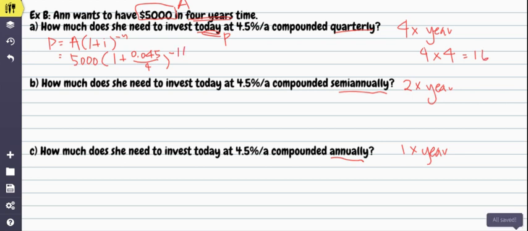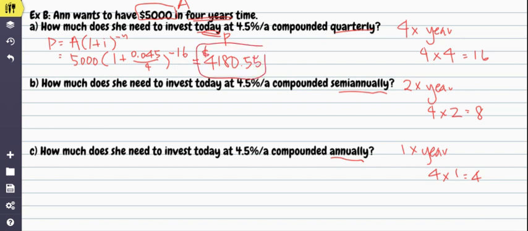So negative 16. For this one, it's going to be 4 years times 2 compounding periods per year. So that's 8 compounding periods total, right? And for this one, 4 times 1, which is 4 times for the 4 years. So if I type this into my calculator, you can just type that all in. You're going to get $4,180.55.